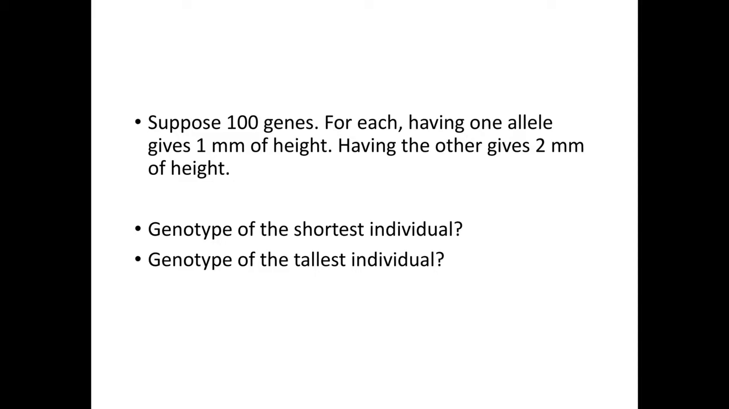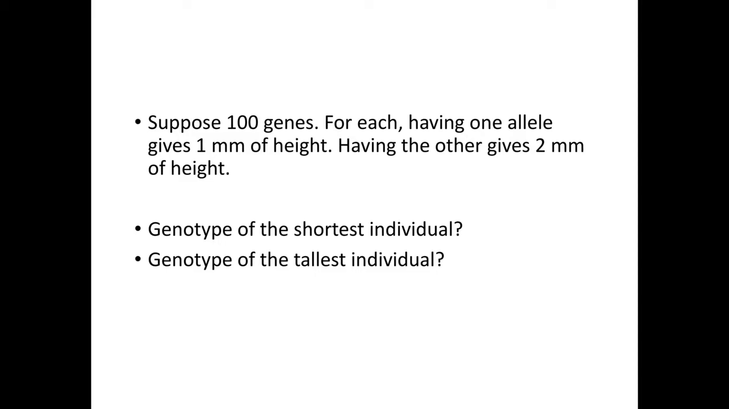So the framework that we have is that we believe that quantitative traits are produced by the contribution of many different genes. So let's suppose that we have 100 genes, and for each gene you have two alleles, right? But having one of the alleles gives you 1 millimeter of height, and having the other gives you 2 millimeters of height. So if you're homozygous for the first allele, you get 1 plus 1 millimeters of height. And if you're homozygous for the other one, you get 2 plus 2 millimeters of height. And if you're heterozygous, you get 1 plus 2, so 3 millimeters of height.